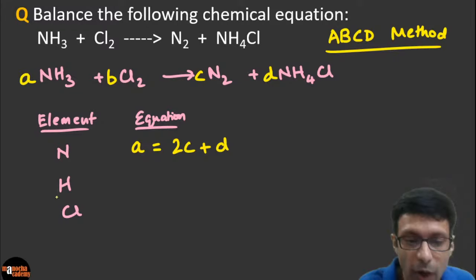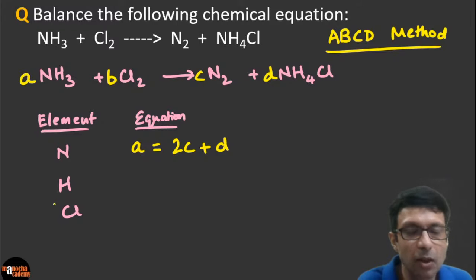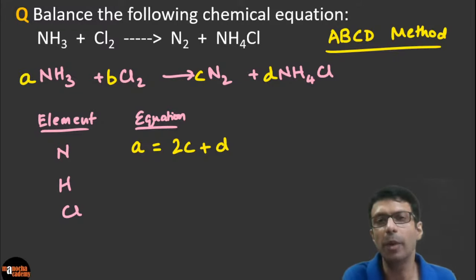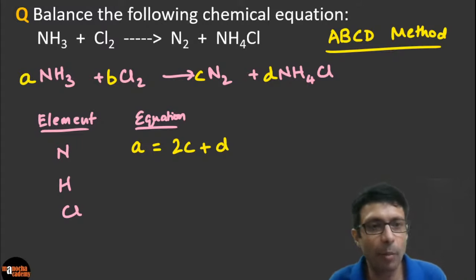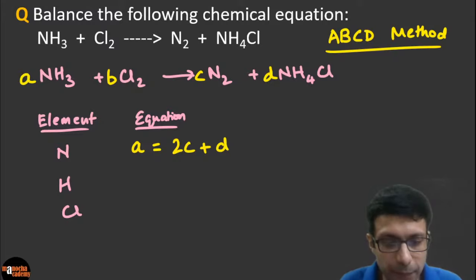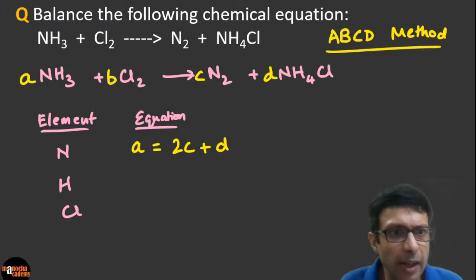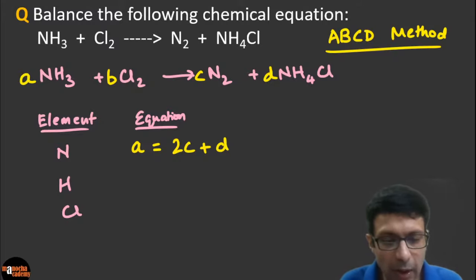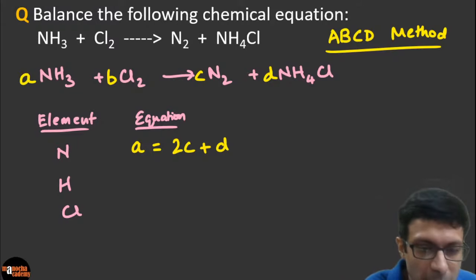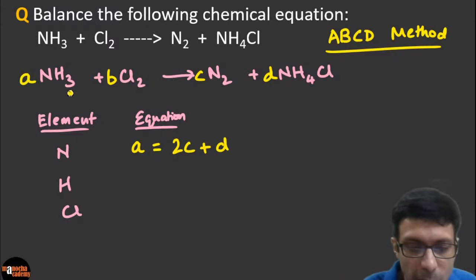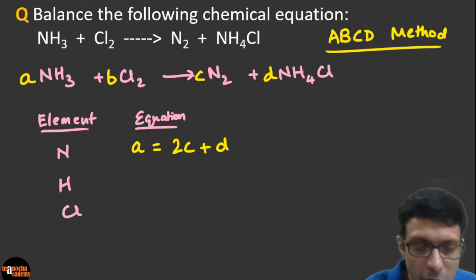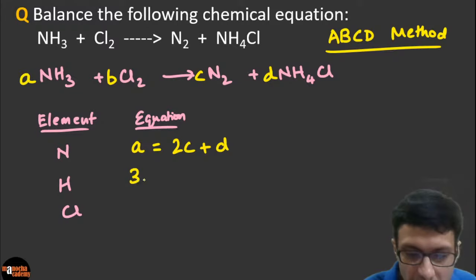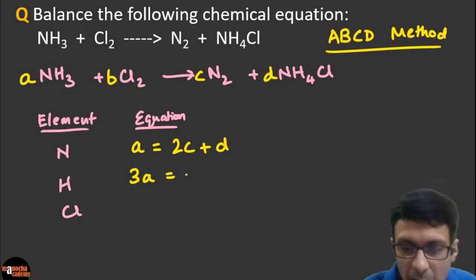Now for hydrogen, I want all of you to try, guys. What is it going to be for hydrogen? How many hydrogen atoms on the left? Come on, guys, are you all with me? Look here, there are 3 hydrogen in the ammonia times A, right? So don't forget A. On the left hydrogen we have 3A, and on the right hand side, how many hydrogen do we have?